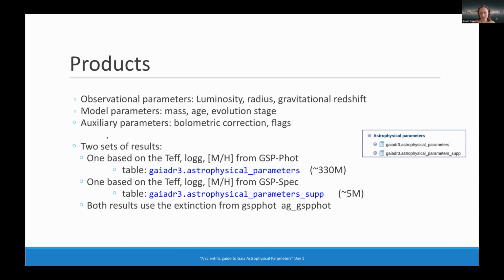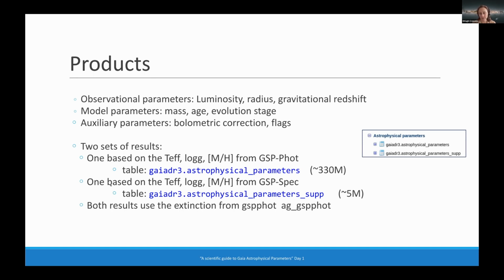Now in Gaia DR3, there are two sets of results from FLAME. One of them is based on the atmospheric parameters from GSP-Phot. These are found in the table gaia_dr3.astrophysical_parameters, and there are approximately 330 million results there for luminosities and radii. There are fewer for masses and ages. If you look into the archive, there are several astrophysical parameters tables, but these are the main tables. This is where you're going to find the FLAME products.